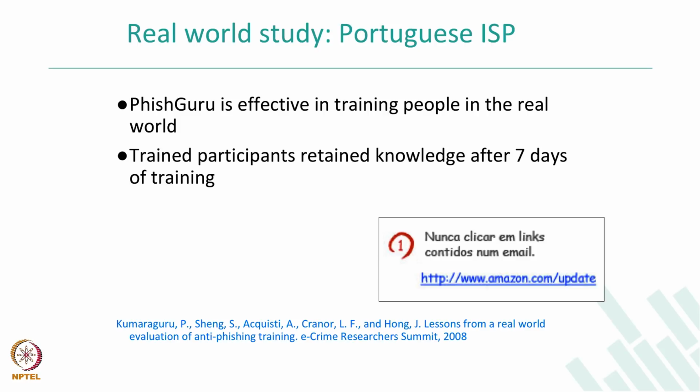And nothing was controlled. Given that it's a real world, we can't control really anything except for all employees being from this company. Nothing was controlled. PhishGuru is effective in training people in the real world. Trained participants retain knowledge after 7 days of training. So those are the two important conclusions.